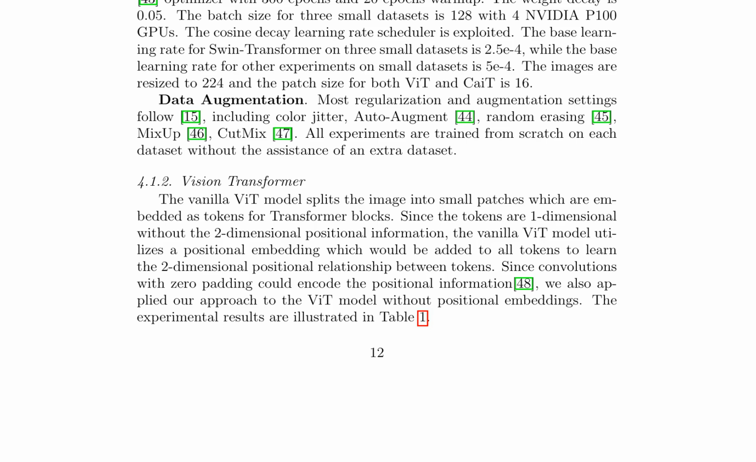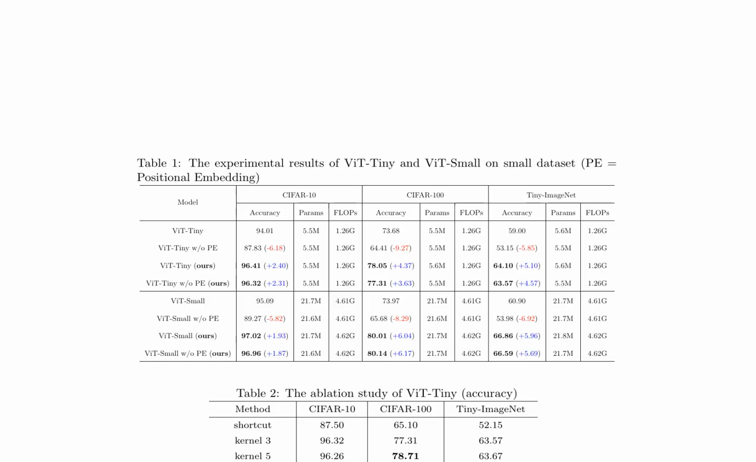The results show significant performance improvements, especially on small datasets. The experimental results of vision transformers, ViT and CaiT models, on small datasets are presented. Table 1 shows the performance of ViT-Tiny and ViT-Small with and without positional embeddings, PE, on CIFAR10, CIFAR100, and Tiny-ImageNet. The results indicate that removing PE significantly deteriorates the performance, highlighting its importance in ViT models.